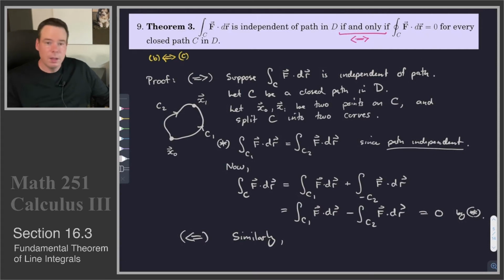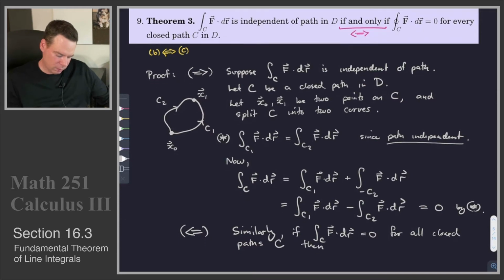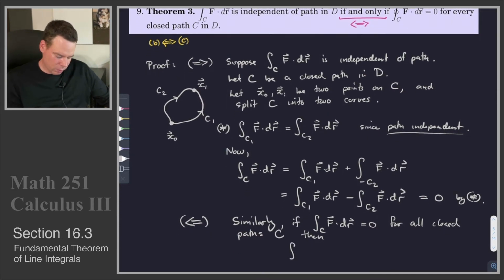So similarly, if the integral along C of f dot dr is equal to 0 for all closed paths C, then we get that the integral along any curve C of f dot dr is path independent. And so how do we get that? I've written the word similarly here to indicate that it's pretty much the same work as above, but here's the idea.